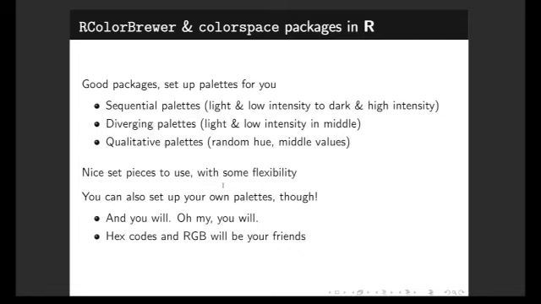A diverging palette could be something like red on one end, blue on the other, and white in the middle, or something like that. That might be useful if you were mapping, let's say, political ideology, and it's on a continuous scale, let's say, from -10 to +10, where 0 is a centrist, -10 is most liberal, and 10 is most conservative, or something like that.